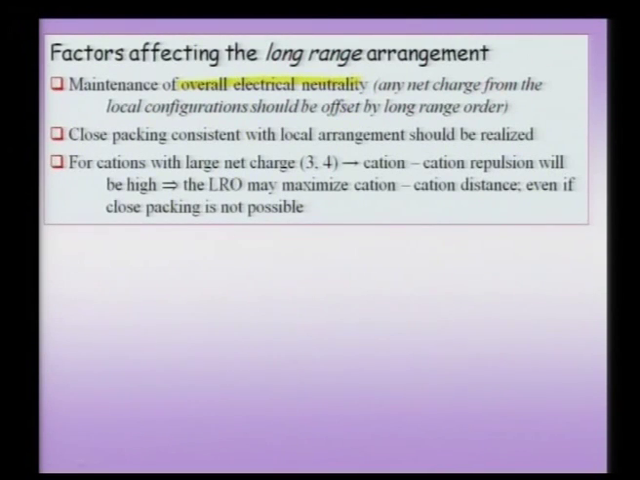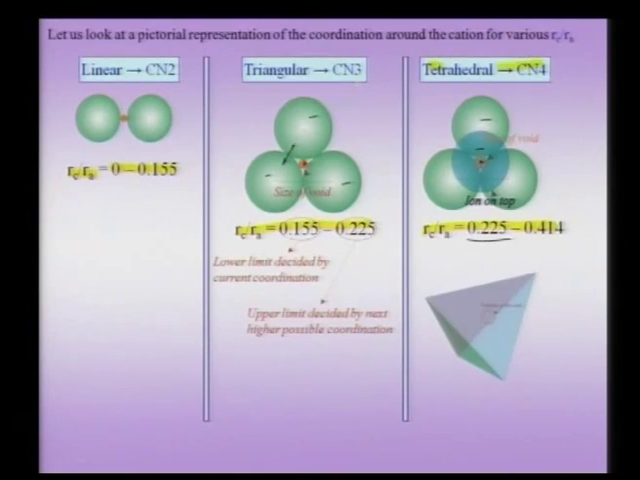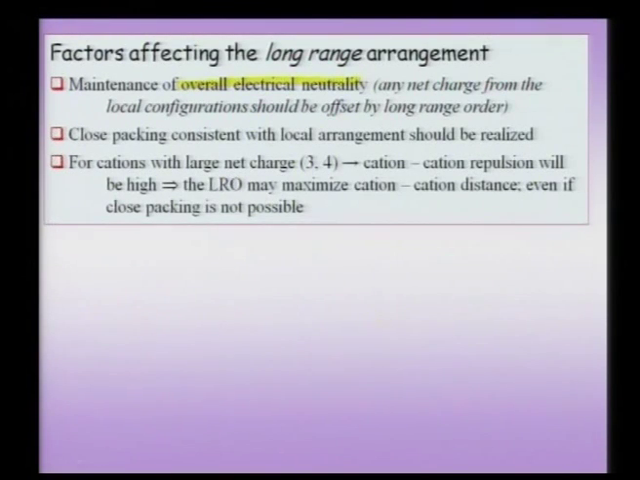In other words, if I have a local configuration wherein I land up with a net charge, for instance, suppose I have a charge of -1 on my anion and a charge of +1 on my cation, then this configuration will give me a net charge of -2. Similarly, if I have -1 on my anion and +2 on the cation, then I would still end up with a net charge of -2. So, this -2 has to be offset by an overall arrangement of anions and cations, which will give me an electrically neutral system. Now, the close packing consistent with local arrangement should be realized.